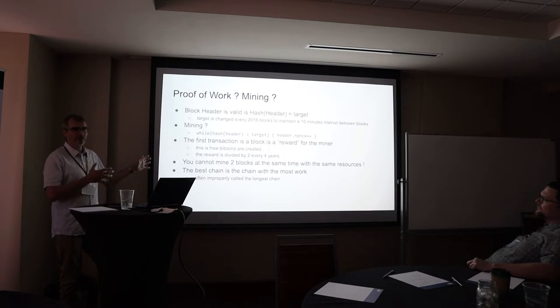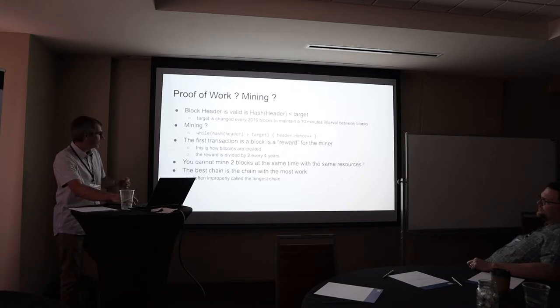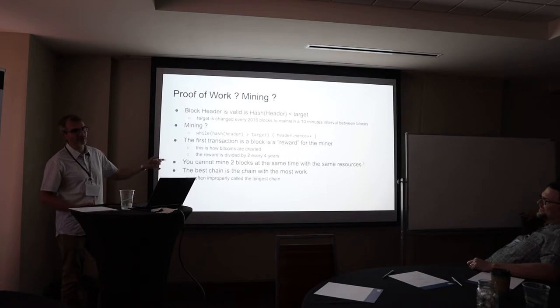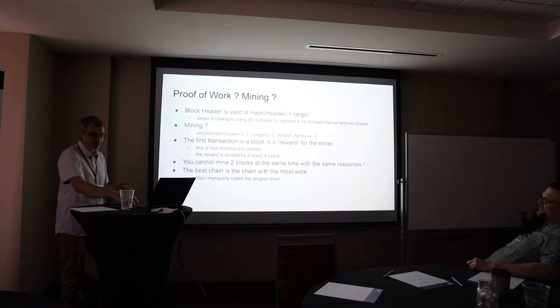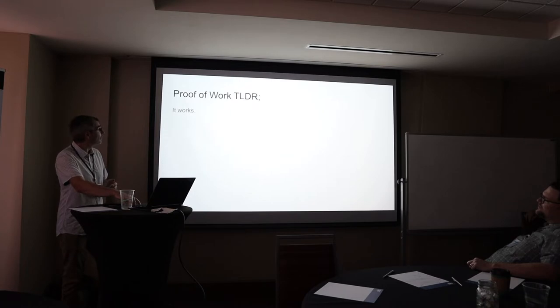This is not a property you get that easily with proof of stake, which is why one of the main criticisms against proof of stake is nothing at stake. But in Bitcoin, you have to use resources to mine a block. And the best chain is the chain with the most work. People say it's the longest chain. It is not the longest chain. It's the chain with the most accumulated proof of work. But in practice, it is the longest chain. It's just that, in theory, it's possible to have two different chains.